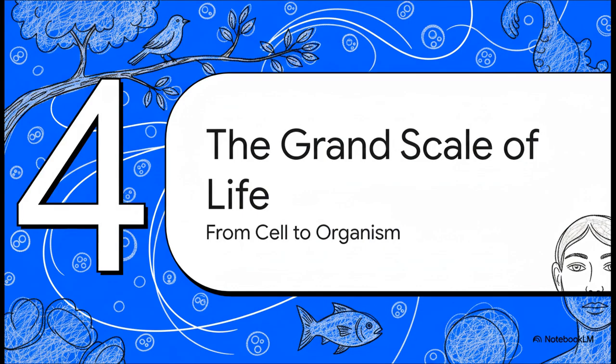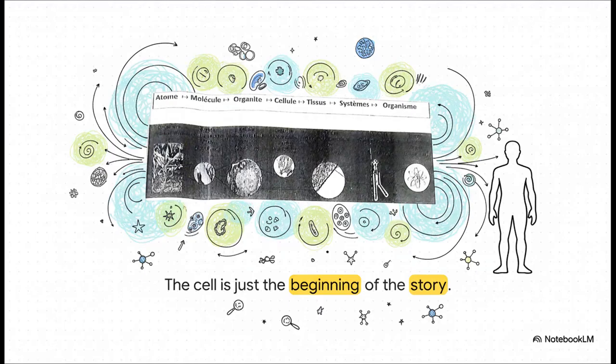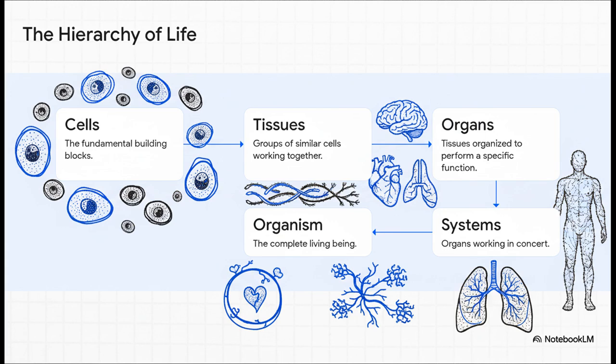So, we've seen the cell up close. Now, let's zoom out, way out, and see how this one tiny block builds the entire magnificent diversity of life on Earth. Because the cell, as amazing as it is, is really just the first step. It's the start of an incredible architectural journey, taking us from the microscopic world all the way up to the macroscopic. And this is the hierarchy of life.